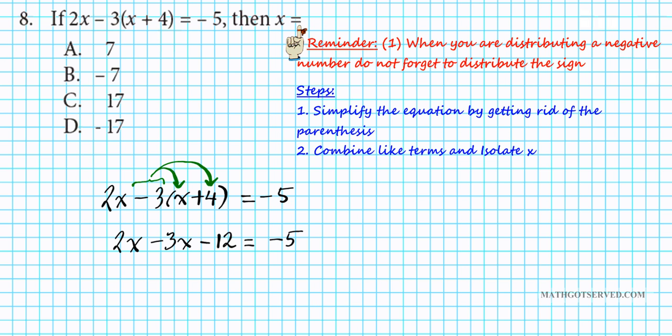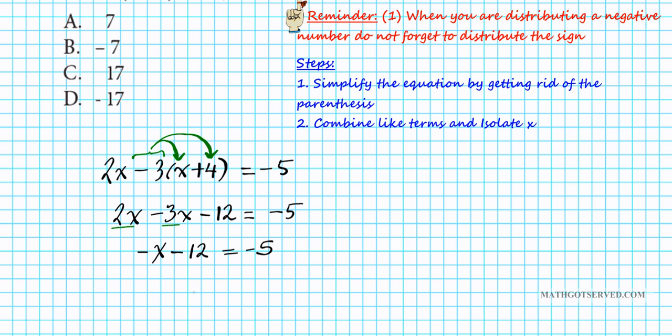We are going to proceed to combine like terms. 2x and negative 3x are like terms. If we're combining like terms, if the signs are different, you subtract. So 3 minus 2, which is just 1x, you write as x. And you keep the sign of the bigger one. So it's going to be negative x. Negative x minus 12 equals negative 5. All right, so now we've simplified and combined like terms. Now let's go ahead and isolate x.